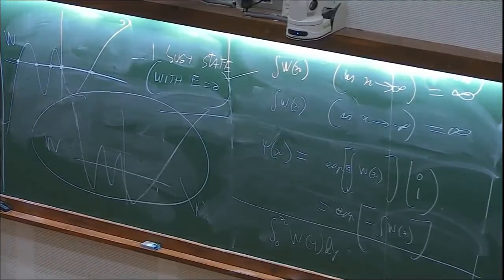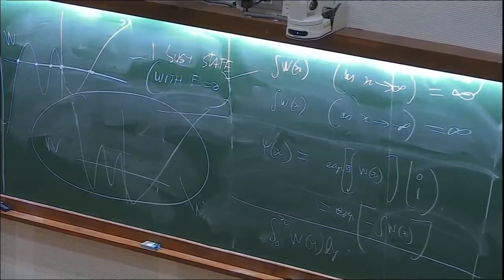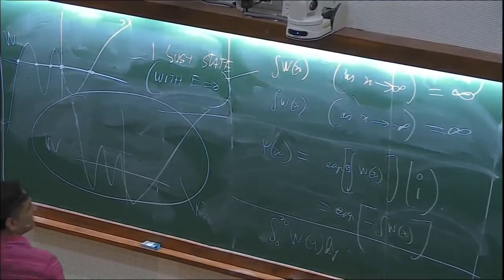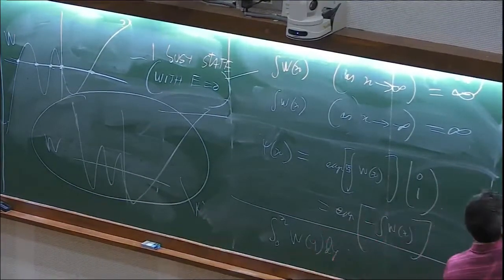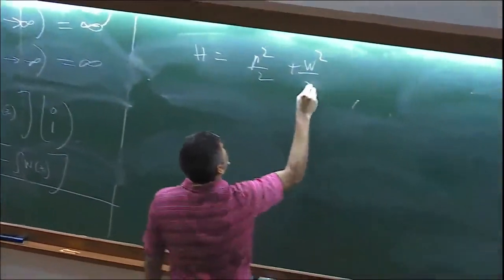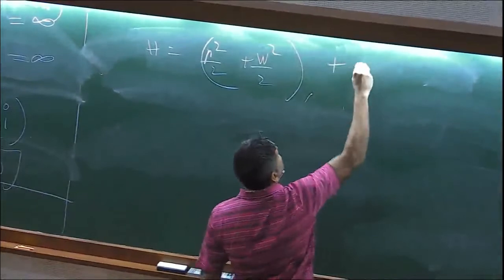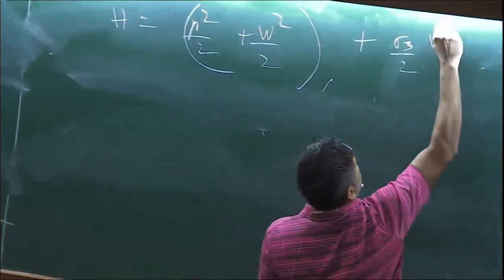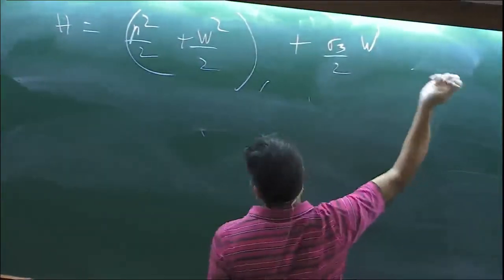Now, what does semi mean? It means taking into account the first quantum effect. That's what it should mean. People often say semi-classically when they mean classically, but here we're going to actually mean semi-classically. Okay? So let's look at the Hamiltonian. H is equal to p squared by 2 plus W squared by 2 plus sigma 3 by 2 W prime.